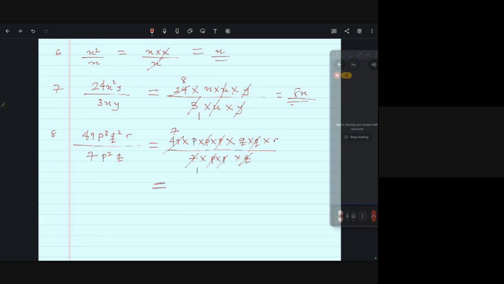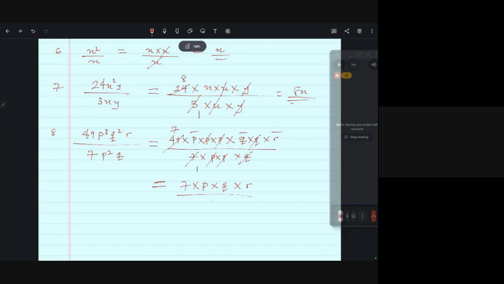So in the numerator we have 7 times p times this q times this r, all upon, the denominator is completely out, 1. So 7 times p times q times r, that's 7pqr, and that's the answer.